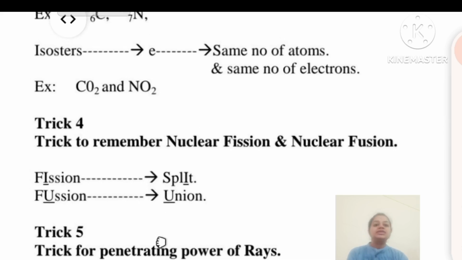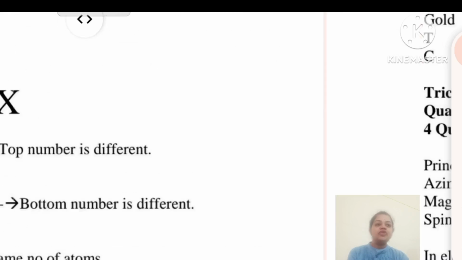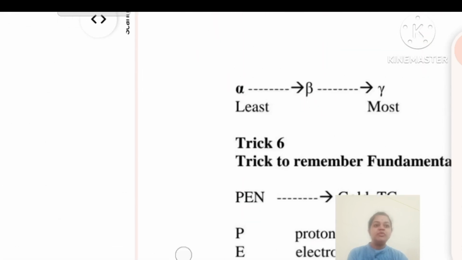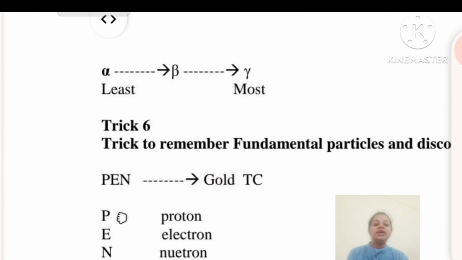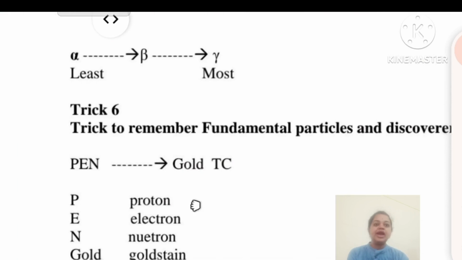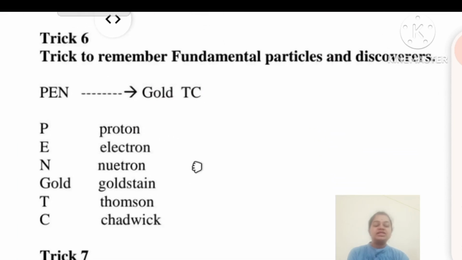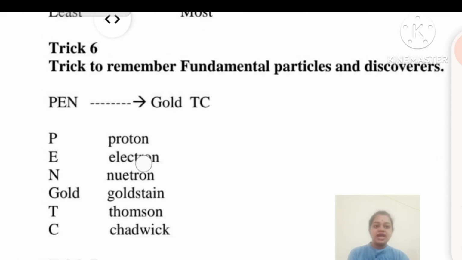Okay. Next, tricks for penetrating power of rays. Which rays will be more penetrating? You can remember it as alpha, beta, gamma. Alpha is least penetrating, gamma is most penetrating. Then fundamental particles and discoverers you need to remember. They will ask for 1 mark. So you can simply remember it as pen gold Tc. P is for proton, A is for electron, N is for neutron, gold is for Goldstein, T is for Thomson, C is for Chadwick.